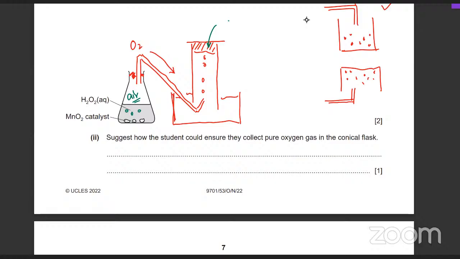Okay, so don't collect the initial gas, just let it bubble. Don't put the inverted measuring cylinder on top initially. Is this clear? Yes, sir.